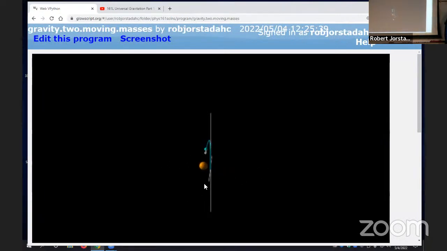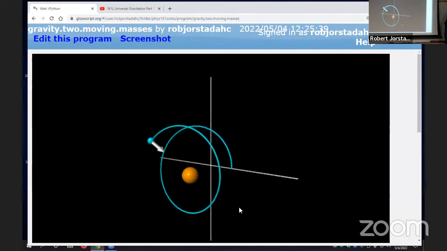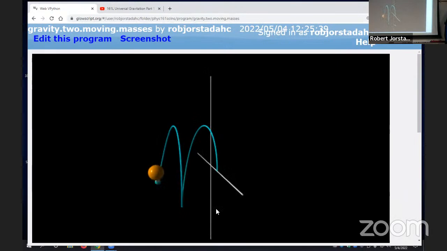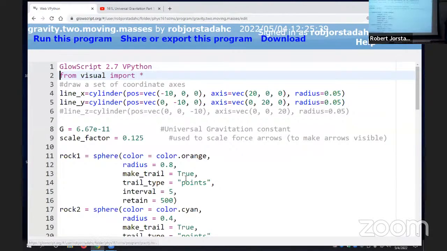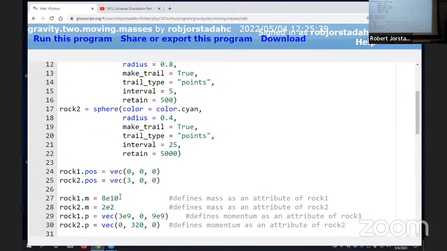Here's that orbit problem, right? I don't know if you could see that, but the idea is, notice the central mass is no longer fixed. You might be wondering, how would you handle this? It's not that outrageous. When we look in the code, notice this time, one of the masses, 8e10, is 8 times 10 to the 10, huge compared to 200. You could give it different momentum.